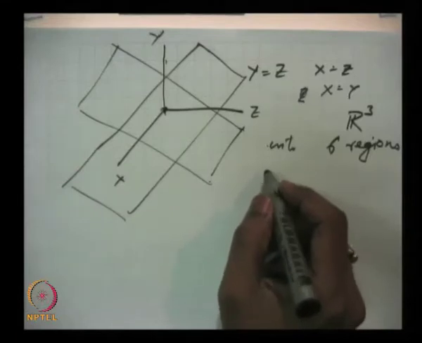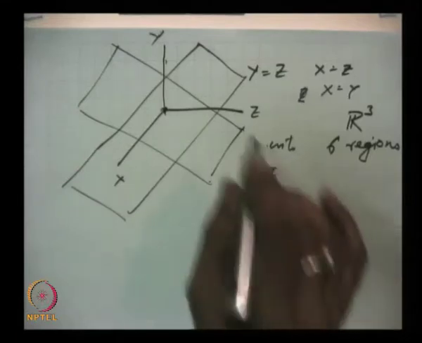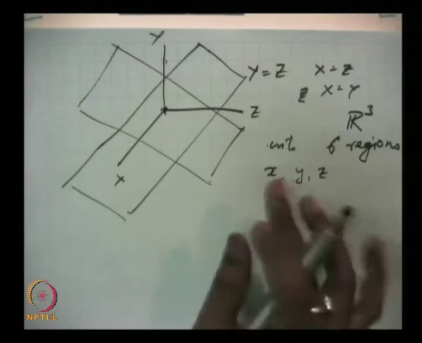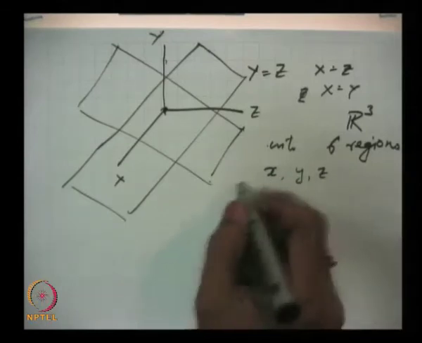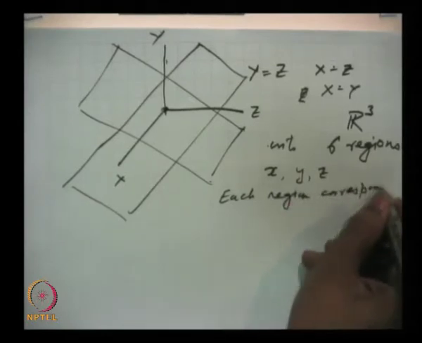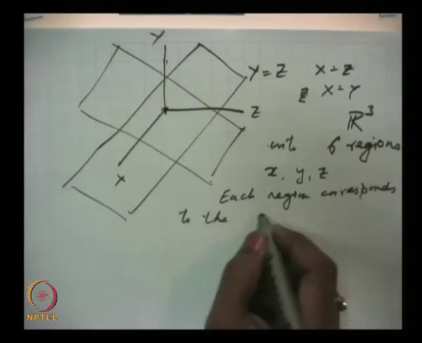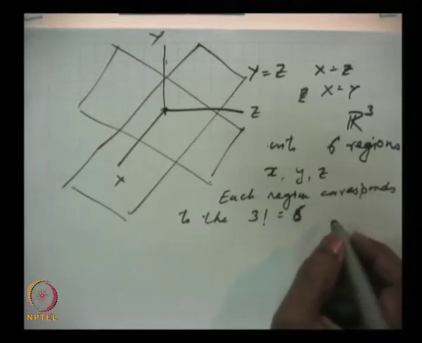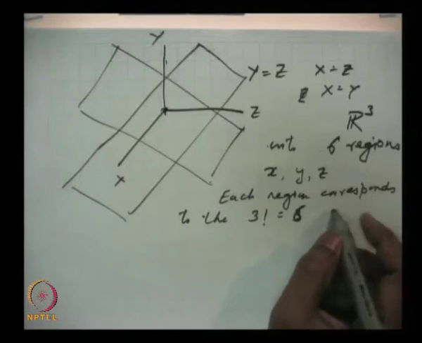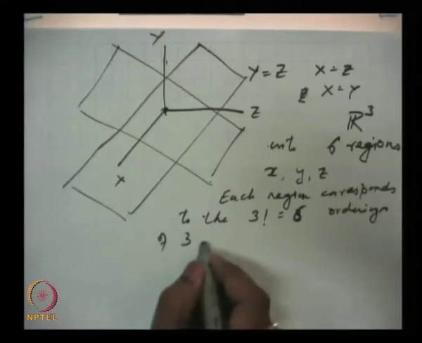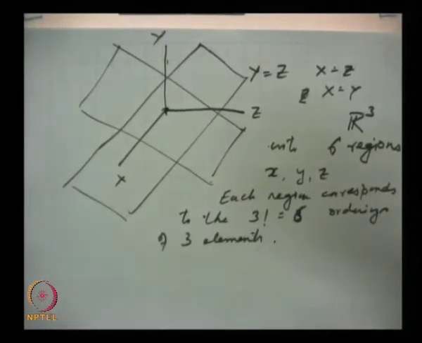So, depending on the permutation of x, y, z, can be permuted in 3 factorial ways. 3 elements can be permuted in 6 ways. So, each region corresponds to the 3 factorial, that is equal to 6, orderings of 3 elements. Okay. So, this is in 3 dimensions.